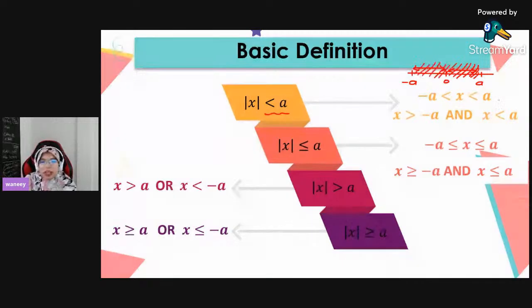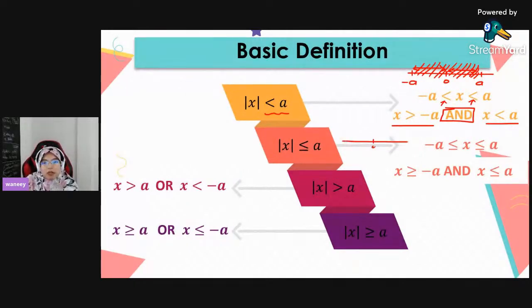If we do have something in between like this, we are going to separate them into two inequalities. So one on the left, one on the right hand side, where we are going to use the word and. Because they must happen at the same time. Sebab tadi daripada in between kan. So in between kalau nak tukar kepada dua inequalities, mesti kena pakai and. Okay, so similar thing over here, absolute value of x less than or equal to a.